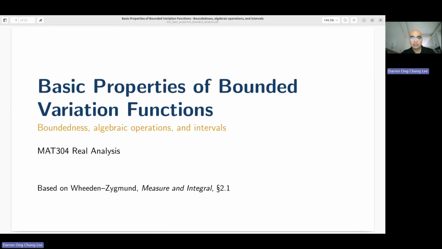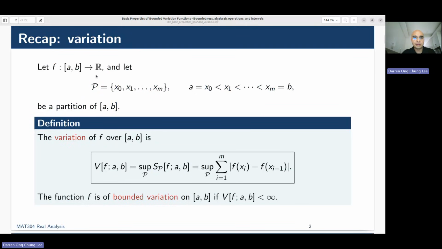For this lesson, let us discuss properties of bounded variation functions. First, a quick recap. What is variation? So variation is a property we apply to functions.